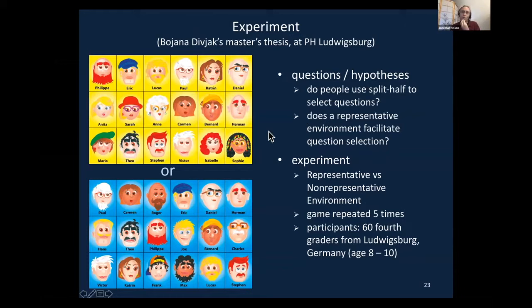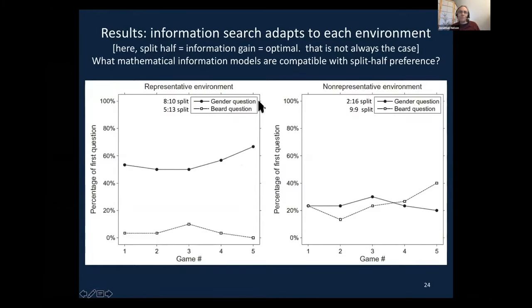So it was a between subjects manipulation. Some kids got the yellow set of faces and some kids got the blue set of faces. What were the favorite first questions? I won't talk about the rest now. What were the favorite first questions for each set of faces? Okay, I'm gonna move quickly. We've had some audience participation.